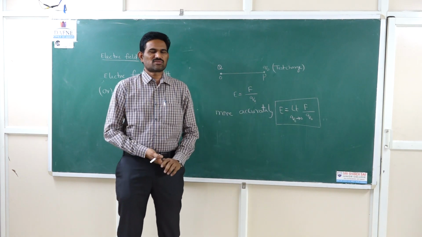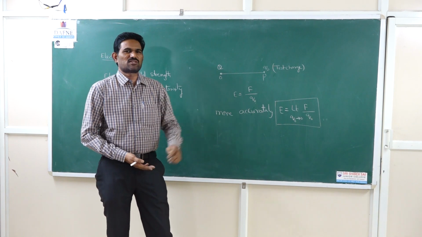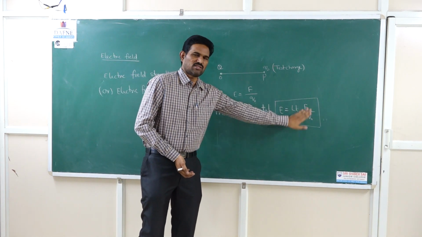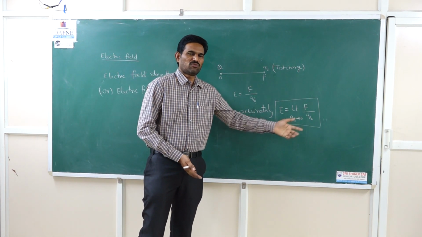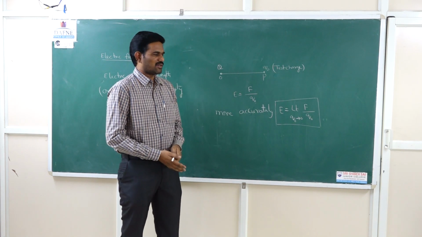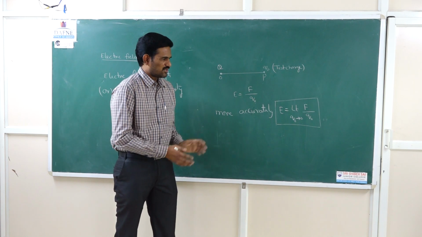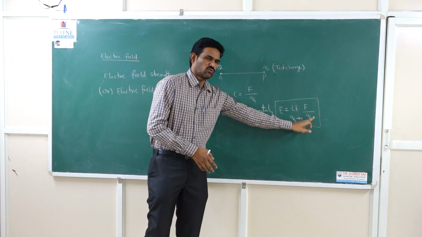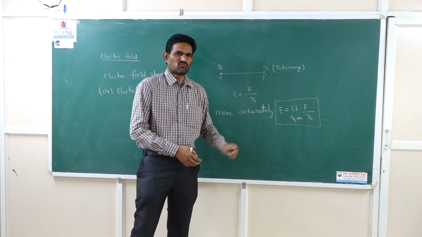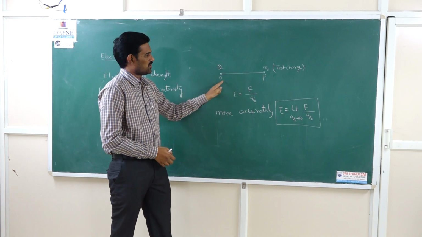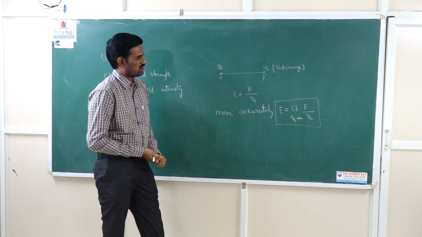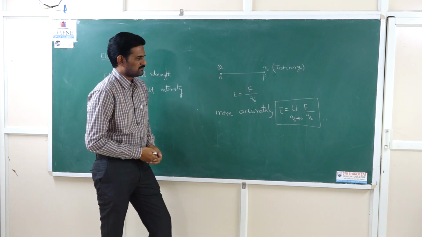Q naught tends to 0 means that Q naught value should be very small. So that condition is also mentioned in this definition. So more accurately we define like this. But in general we can also write the general definition like this, F by Q naught. This Q naught should be a very small value, so that we can define the electric field only due to this capital Q, the required charge.